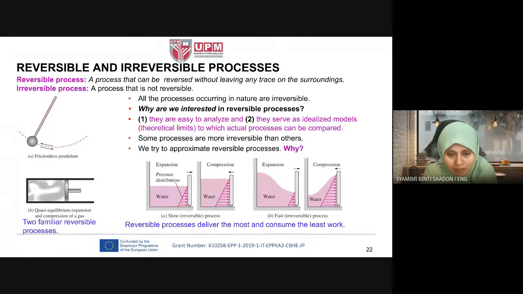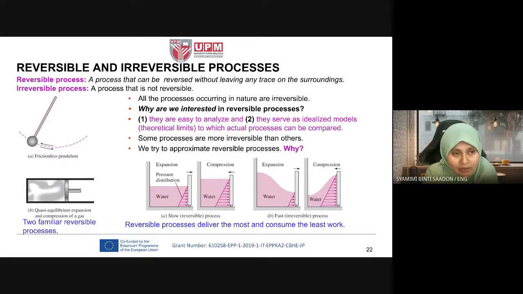So what is a reversible process? A process that can be reversed without leaving any trace on the surroundings. This is the ideal process, which in actual case, in reality, is almost impossible. An irreversible process is a process that is not reversible.